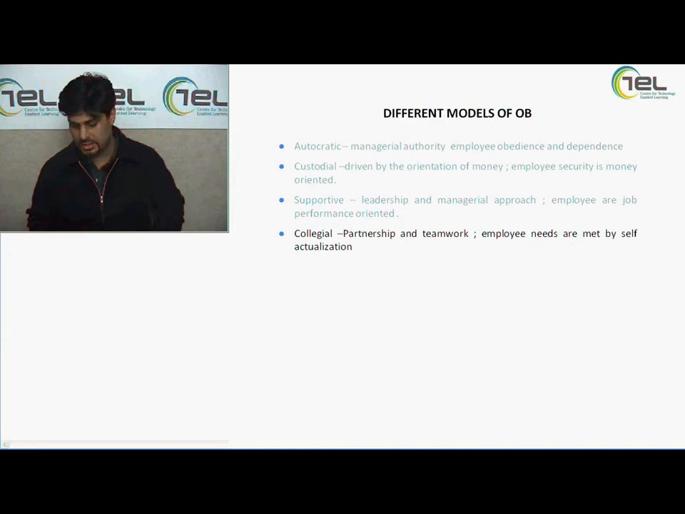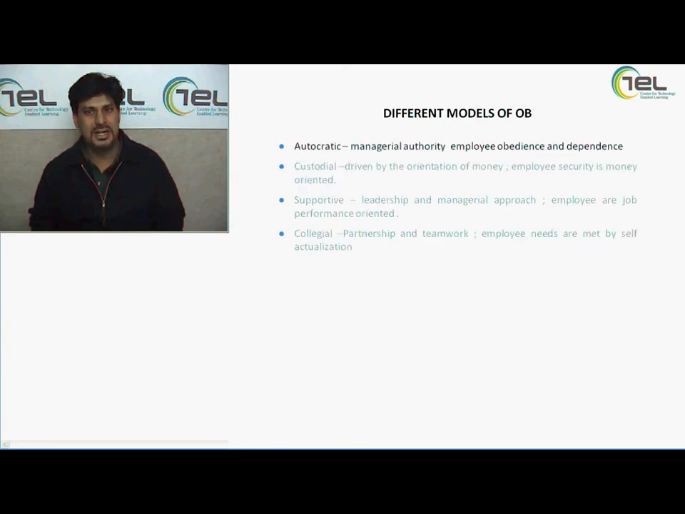Now, what we are looking at here are 4 different models of organizational behavior: the autocratic model, the custodial model, the supportive model, and the collegial model. Now, why are they important and why are they crucial? They're important and crucial in understanding the aspect that if the same person is put under these different models, would he or she show different behavior patterns? The answer is yes, they would. If the same person is put through all these 4 different models, they would behave differently.